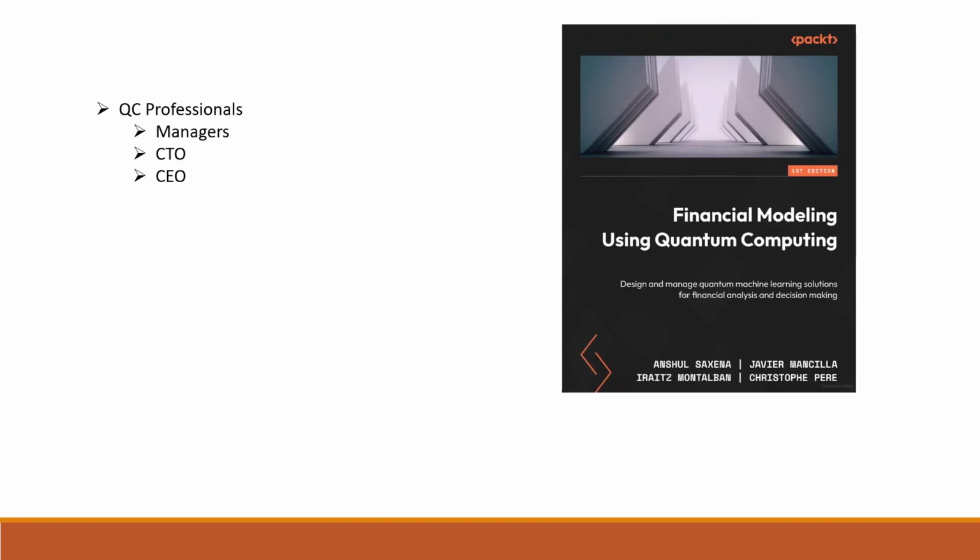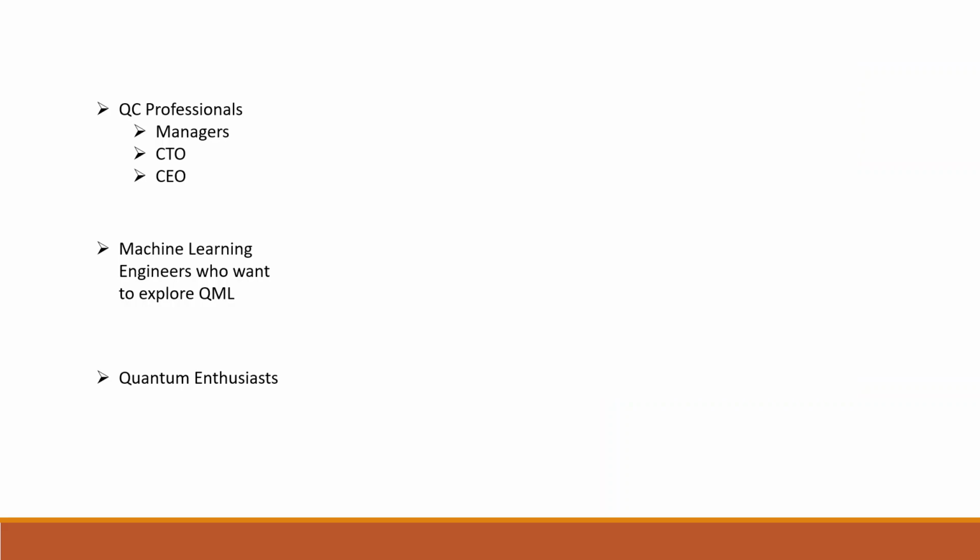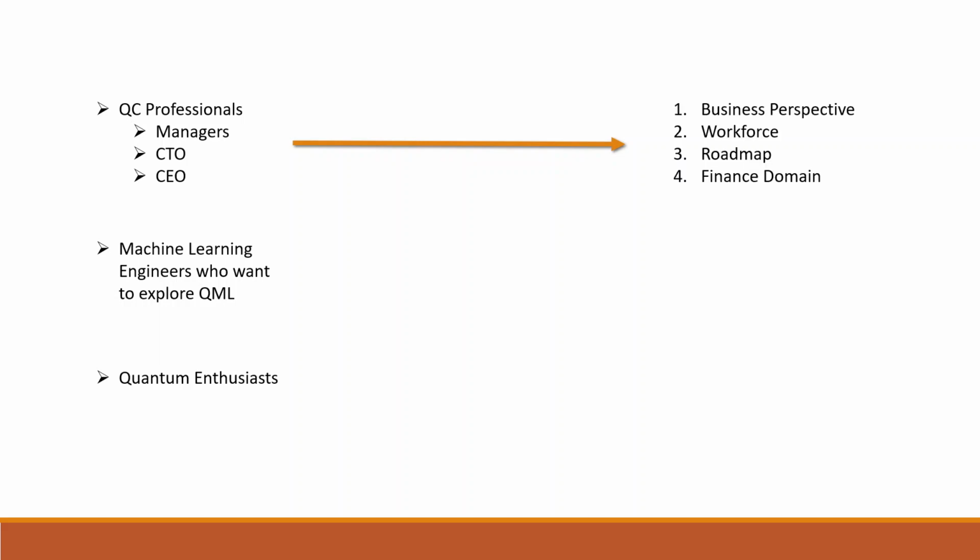So the very first group of individuals who would probably benefit from this book are the professionals at the positions of manager, CTO and CEO, and the second group would be machine learning engineers, and individuals like data scientists and machine learning engineers who are well versed with classical machine learning. And the third group of professionals would be quantum enthusiasts. So let me tell you why I think this group of people would benefit from this book.